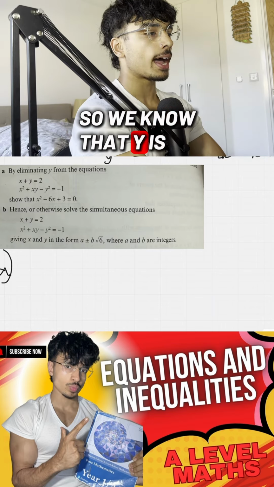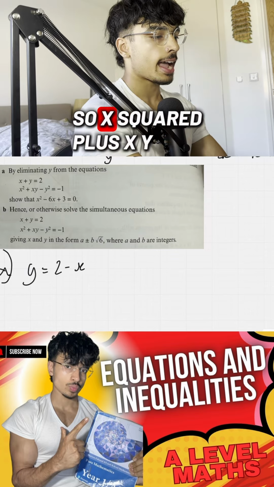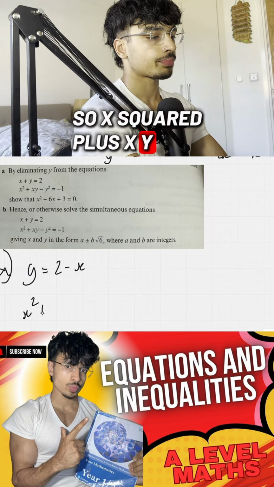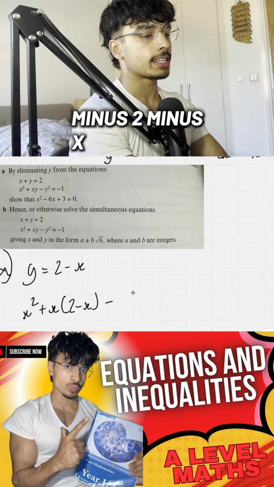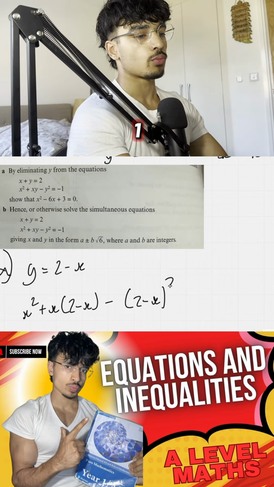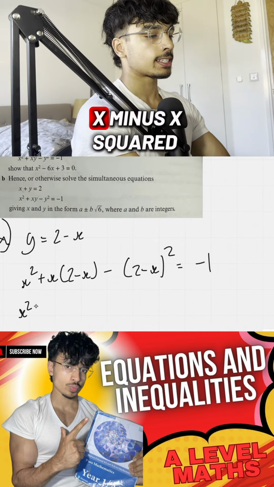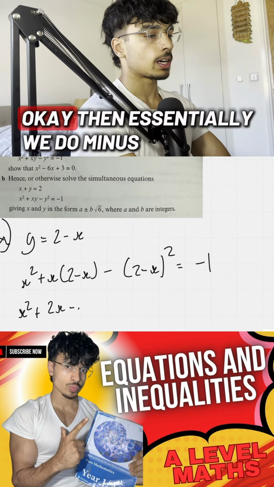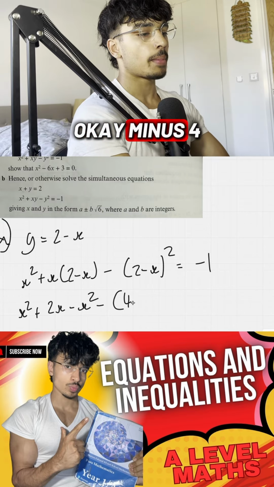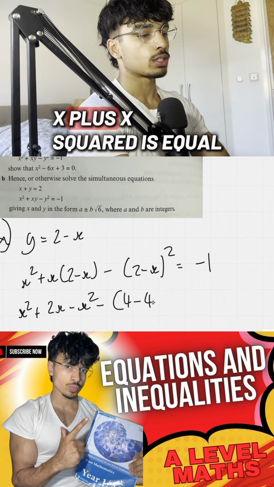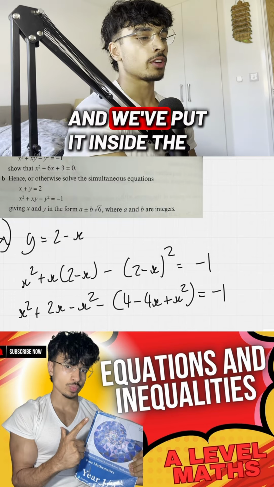So we know that y is equal to 2 minus x, so then we sub that into the quadratic, so x squared plus xy, so plus x brackets 2 minus x, minus (2 minus x) all squared is equal to negative 1. Alright, then what we need to do is x squared plus 2x minus x squared. Okay, then essentially we do minus brackets 4 minus 4x plus x squared is equal to negative 1. Okay, now we've expanded it and we've put it inside the brackets.